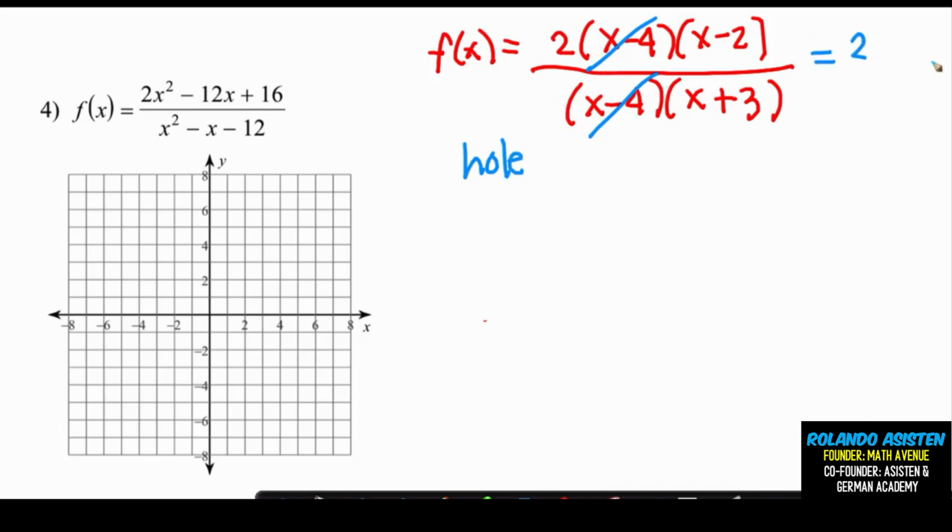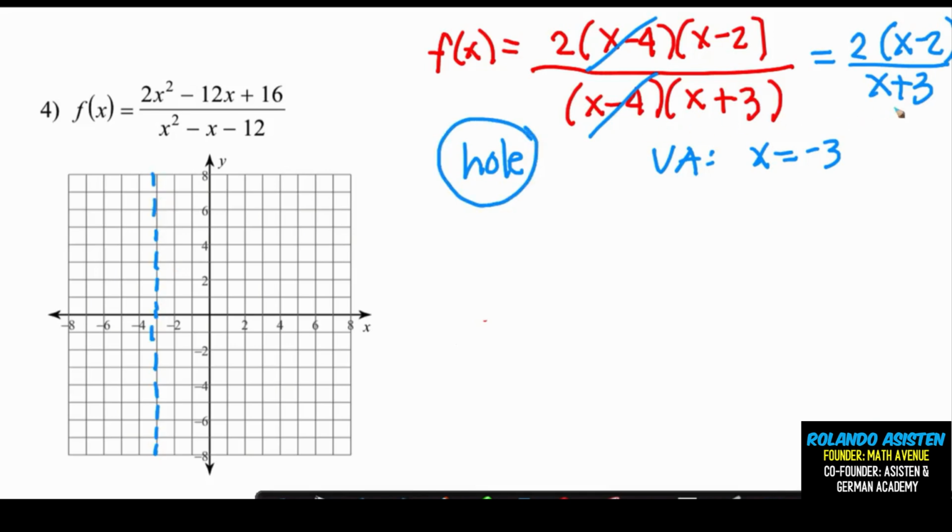And finally, the simplified form is 2 times x minus 2 over x plus 3. And from here, our vertical asymptote is x equals -3. So we have a vertical asymptote at x equals -3 and a hole in the graph at x equals 4, because here you have x minus 4. The root of this factor is x equals 4. But since we are able to cancel that out, instead of having a vertical asymptote, we have a hole at x equals 4, and then we'll compute whatever is the y.